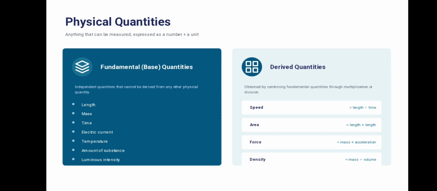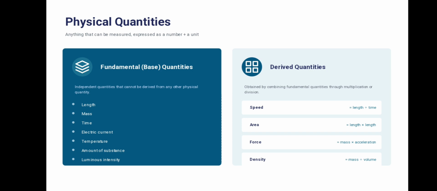Now that we know what physical quantities are, let's talk about how we measure them. Using units. A unit is basically a reference standard used to express a physical quantity. Historically, different countries and regions used different systems. The CGS system based on centimeter, gram, and second. The FPS system based on foot, pound, and second. And the MKS system based on meter, kilogram, and second. This created a lot of confusion in scientific communication across the world.